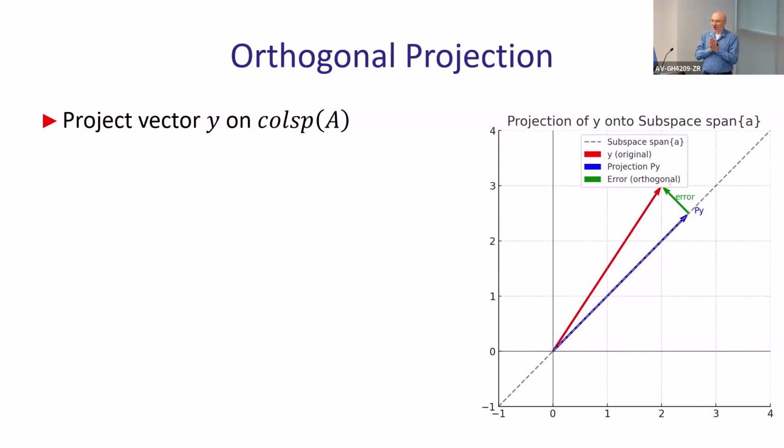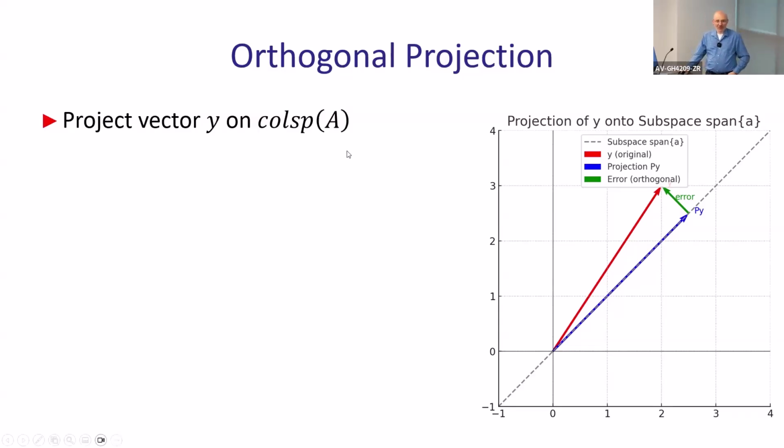Here's the same thing, but now instead of a single vector, we have an entire space. And the space is described by the span of all of the basis vectors. And we will put all these basis vectors as columns of matrix A. All right?